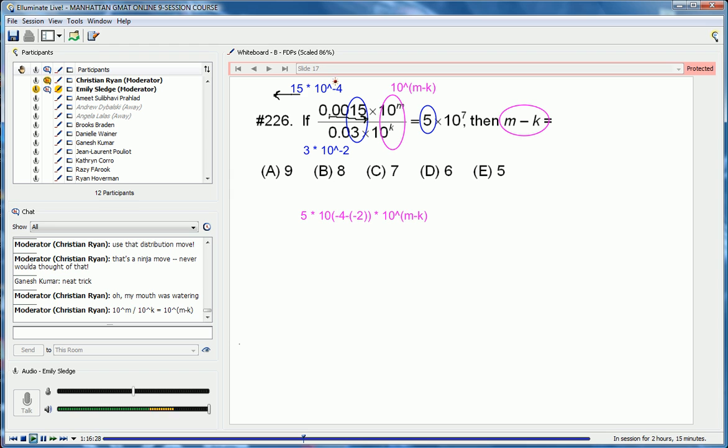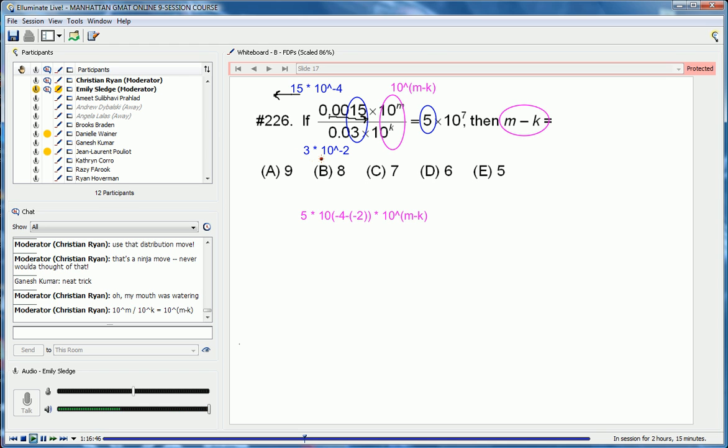So if you're seeing this ninja move, smile for us, because we're halfway there, if you understand why we did this. And let us know if you're not seeing that.